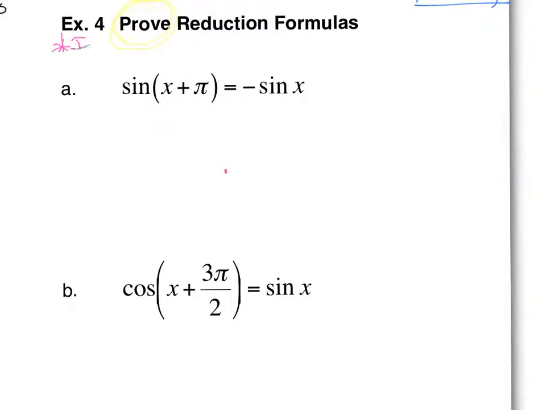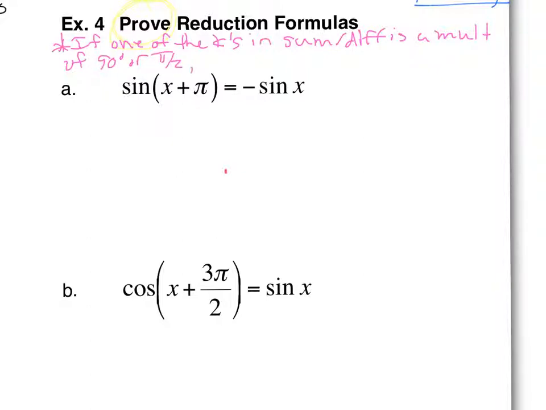If one of the angles in the sum or difference is a multiple of 90 degrees or pi over 2, then the formula becomes more simple. And you'll see what I mean here in a minute. If you thought my writing was bad before, it's worse here. So if you can't read something, let me know.